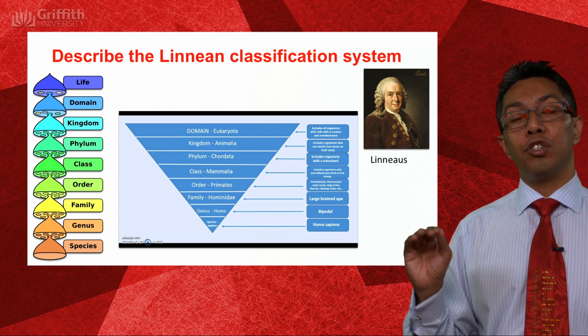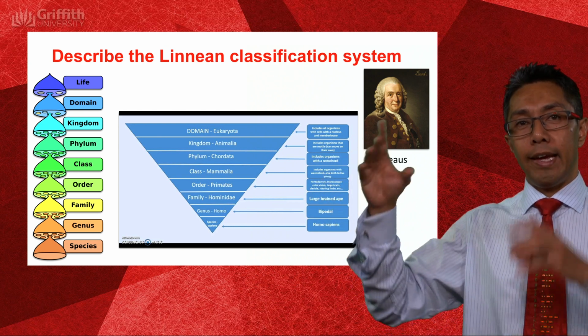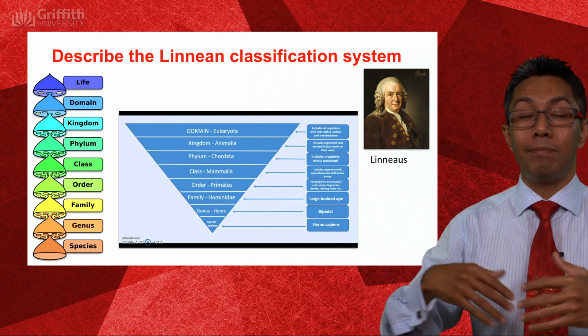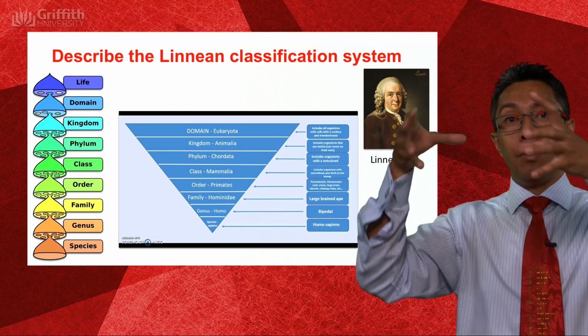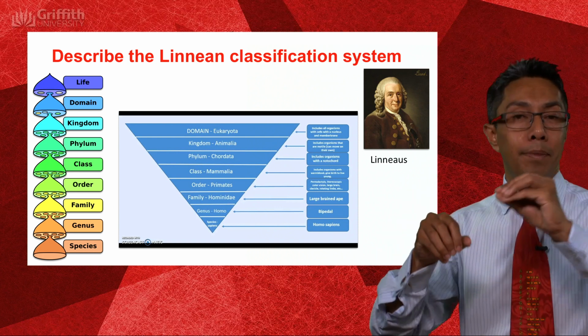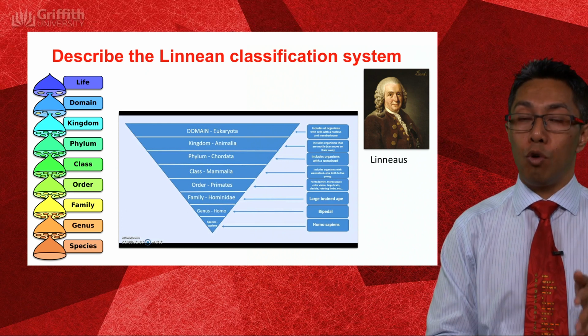So before we move on to phylogenetic classification, the basis of Linnean classification is grouping into taxa or groups. Yeah? So life is one big group, and then that's divided into 3 domains. Those 3 domains are divided up into kingdoms and so forth. So Linnean classification is very group-based.